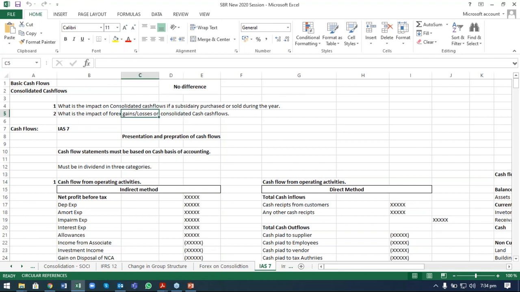The second important part, and believe you me, I have accounted for both of these in our questions. I have another question in which we will be looking into the impact of foreign exchange gains and losses. It's not specific to cash flows, but we're looking into how the foreign exchange gains and losses should have impacted consolidated cash flows.